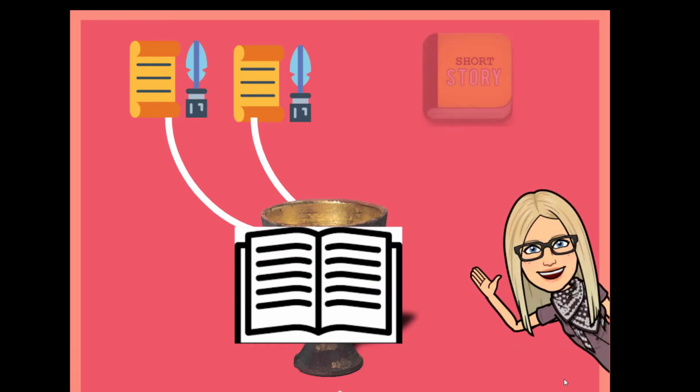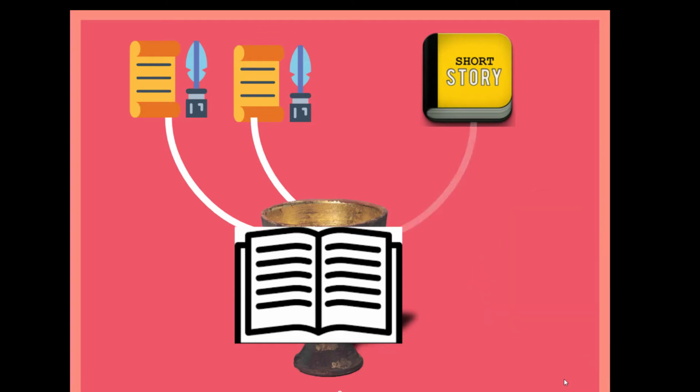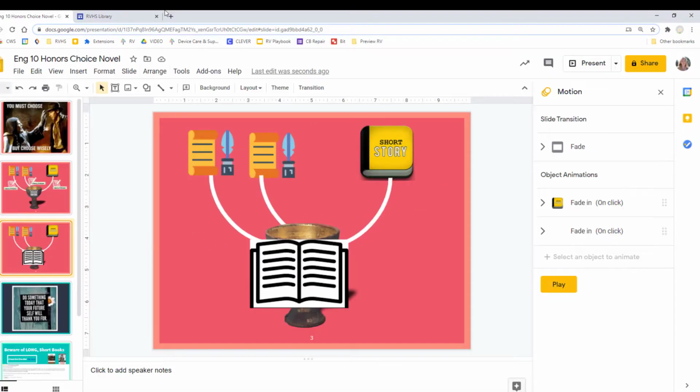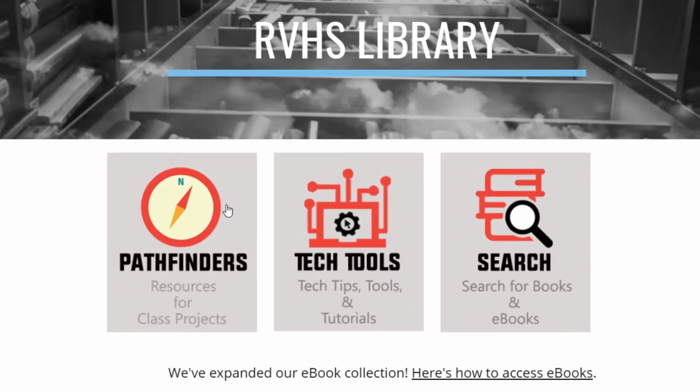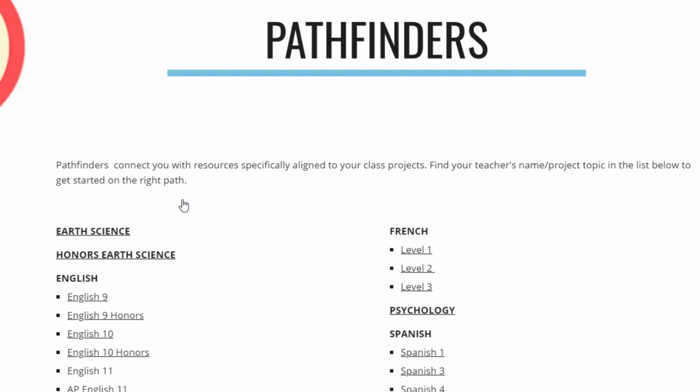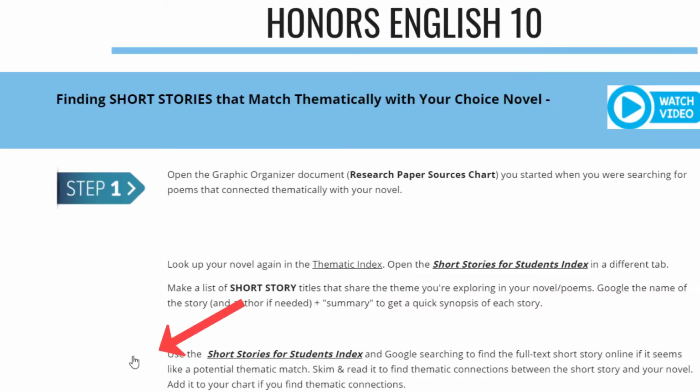Today your goal is to find short stories that match thematically with the novel you have chosen for this project. This will be similar to the process you used to locate poems last time with a couple key differences. But just like last time, the resources to help you achieve your goal are on the library website. So let's go there and navigate to the Honors English 10 Pathfinder page.